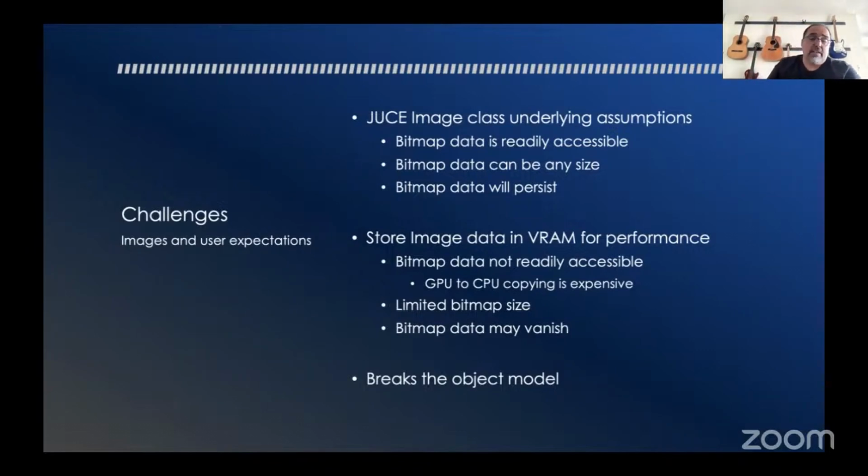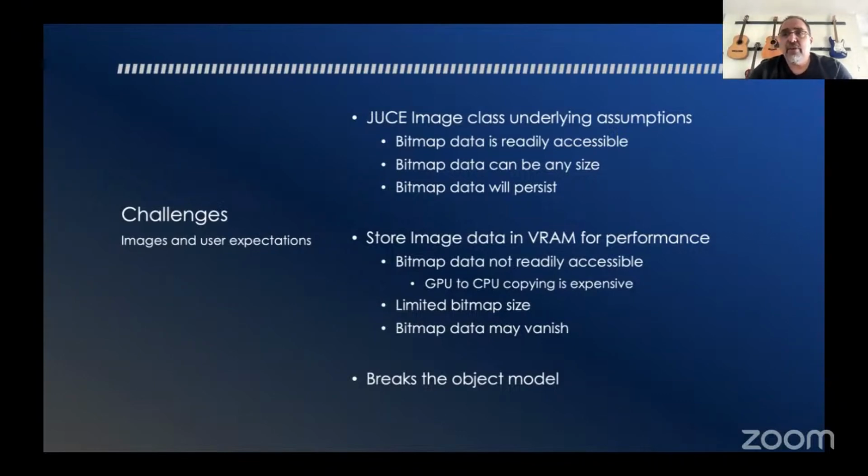Now the bitmap data is not readily accessible. It's in a different memory space on a different device. You can map the data from the GPU back to the CPU, but that's expensive. It takes several milliseconds, and that really starts to add up in your paint handler. Bitmap sizes are limited to the maximum texture size of the GPU, and that's device specific. And then finally, bitmap data may vanish. GPUs can go away. Imagine you have an external GPU hooked up to your MacBook with a Thunderbolt cable, and that cable gets pulled out. That data is gone. On Windows, if you change the DPI setting for your desktop, the adapter resets, so any data you have in VRAM is gone.